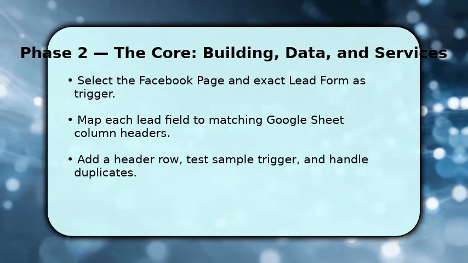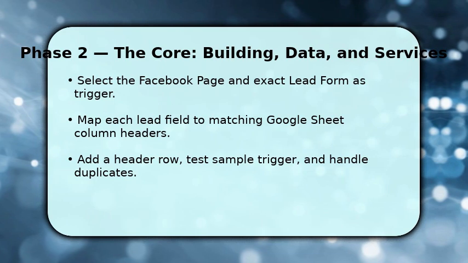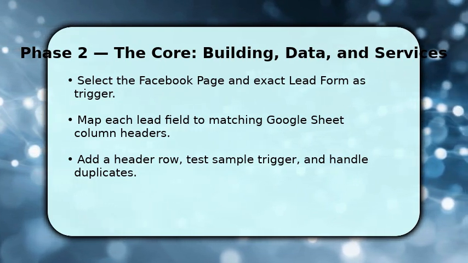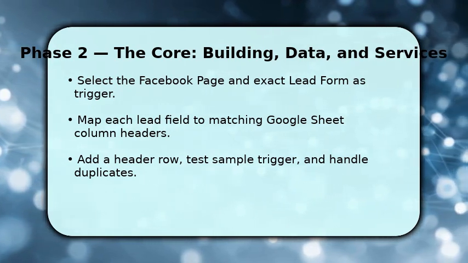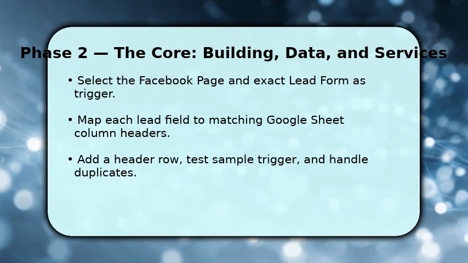Next, add an action to find or create a row in Google Sheets. Map lead fields like name, email, phone to the sheet columns you prepared. If the tool offers a find row step, use it to prevent duplicates, otherwise append rows.